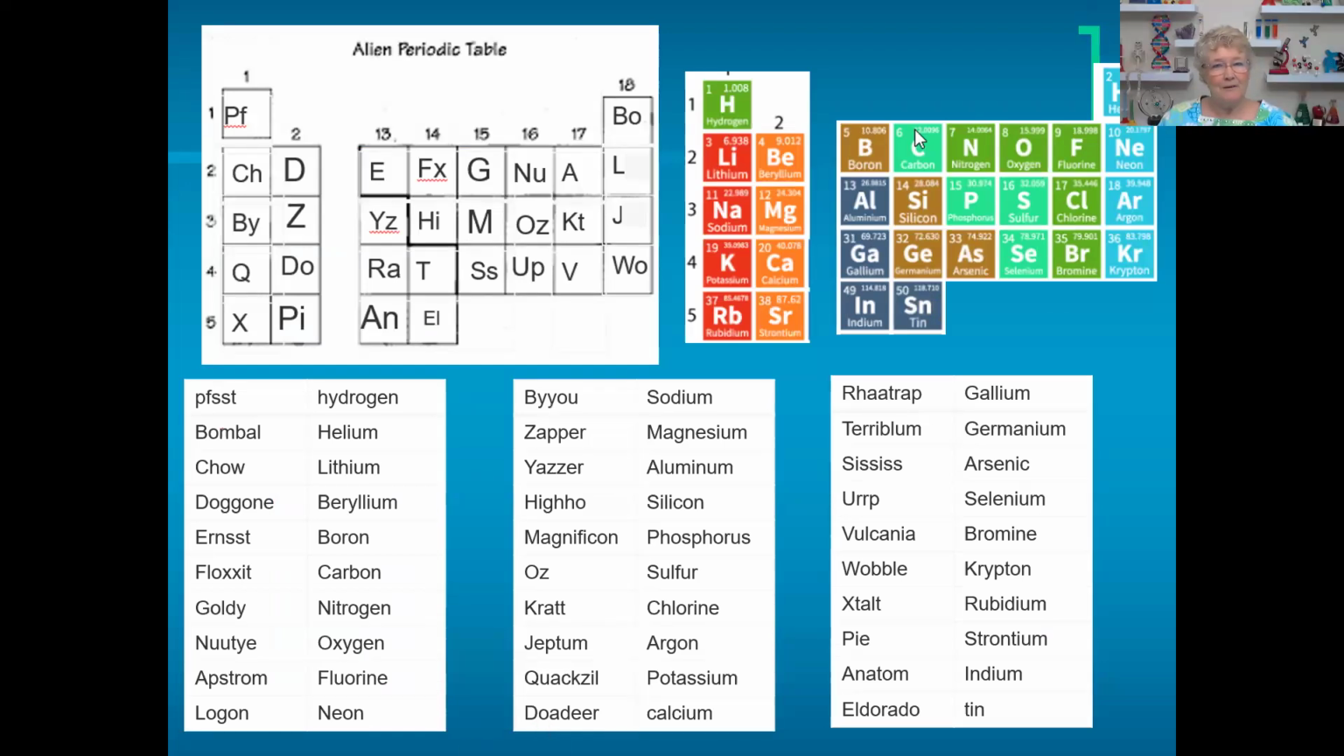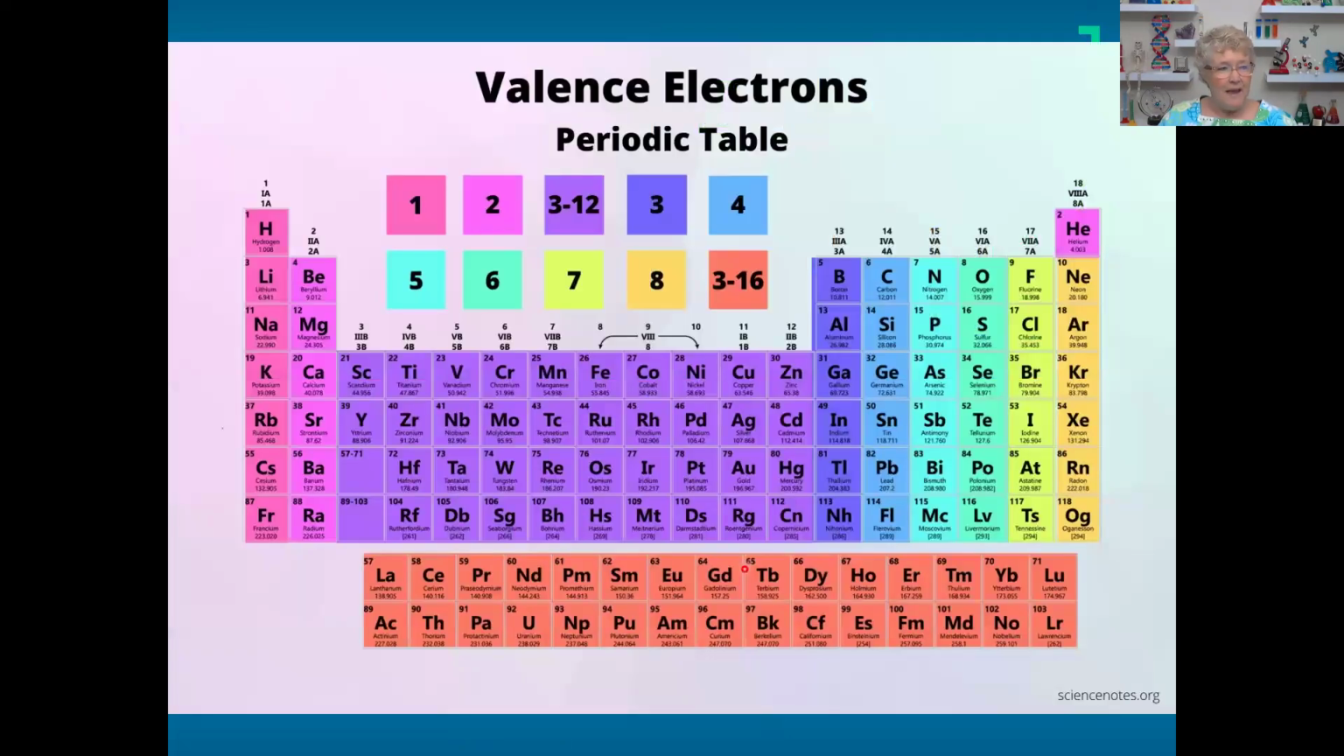So let me pull back here. They have as far as 50. They don't have anything heavier than 50. 50 protons is the most that they have on their periodic table. But it helps us to be able to trade with them.